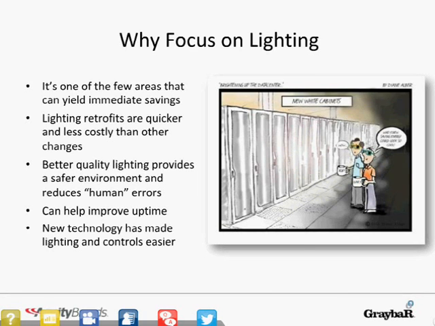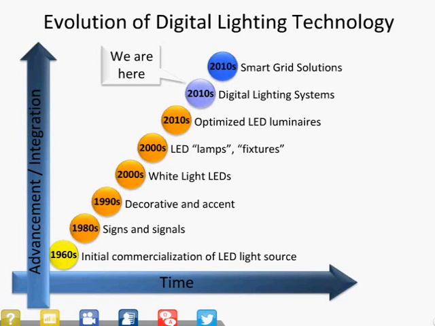So let's take a look at the evolution of digital lighting technology. In actuality, LEDs have been around for about 50 years. We've seen them in signs, we've seen them in traffic lights and railroad signals. They moved on to decorative accents in the 1990s and only really started to become commercially viable lighting sources very recently.